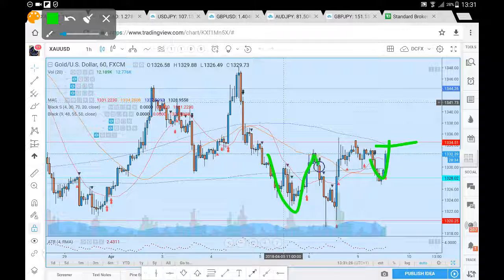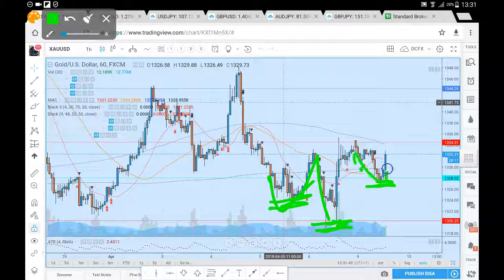We do have a potential inverted head and shoulders pattern here. So we've got a shoulder, we've got a head. Well, the head will be down here, and we've potentially got a higher low there. So we've got our lows, a lower low, a higher low, and we've got a shoulder, got a head, got a shoulder, potential inverted head and shoulders pattern.